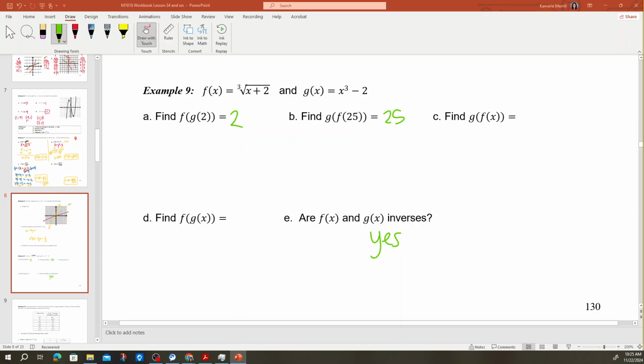What's that? You'll get the same answer. You get the same answer, even when you do it with just x.